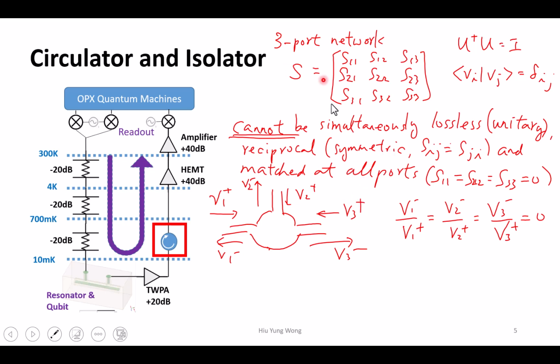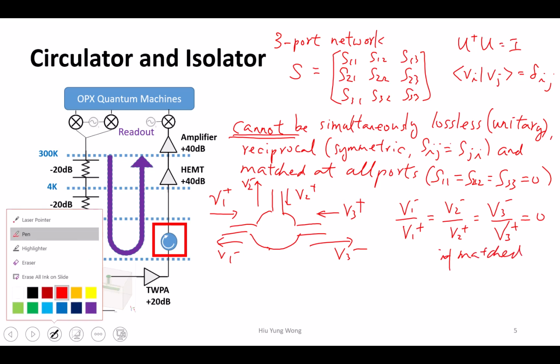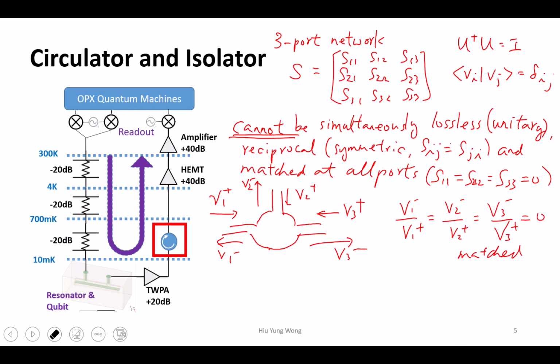Symmetric means going from this port to another port is the same as going from the other port back, right? Just like the matrix is symmetric. So it is reciprocal. And then you cannot match at all ports. This is like if you match it, right? And the only way to match an RF circuit is to terminate it.